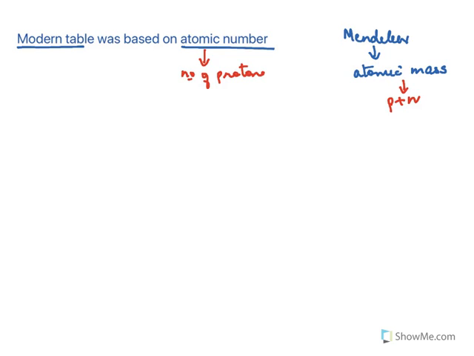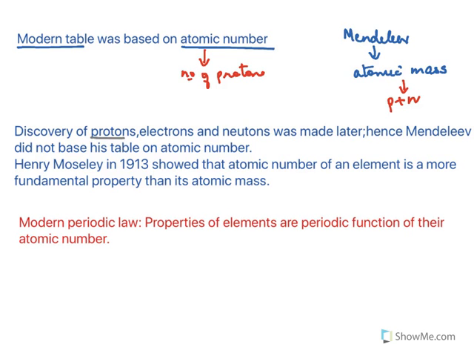Then why did Mendeleev not base his table on atomic number? Because protons and neutrons were discovered way after Mendeleev had put up his table. Rutherford's model of an atom came later. So earlier it was believed that the atom was indivisible, so they only took atomic mass. They did not take atomic number because the discovery of protons, electrons and neutrons was made later. Hence Mendeleev did not base his table on atomic number.